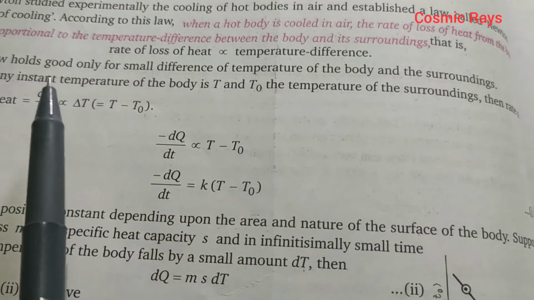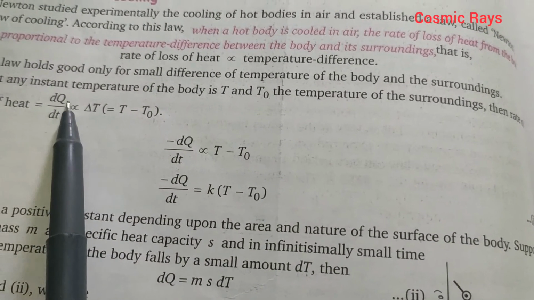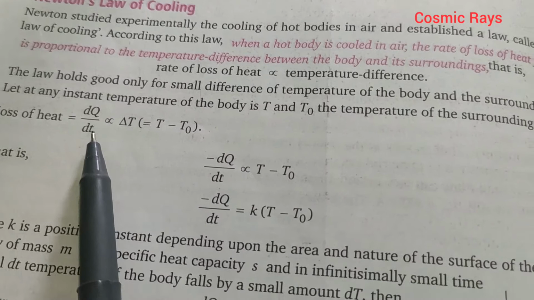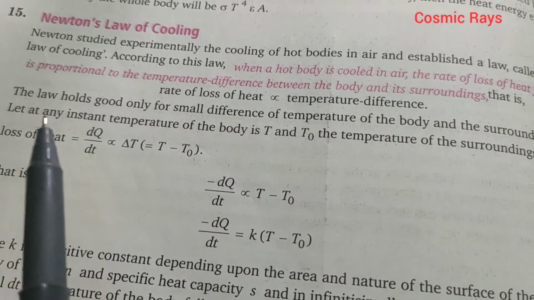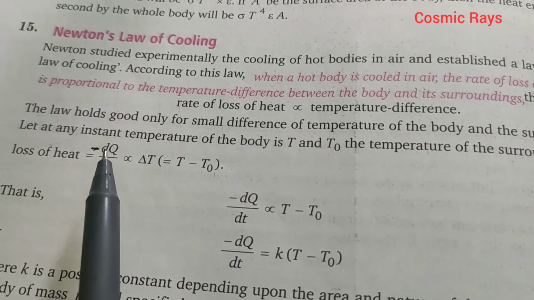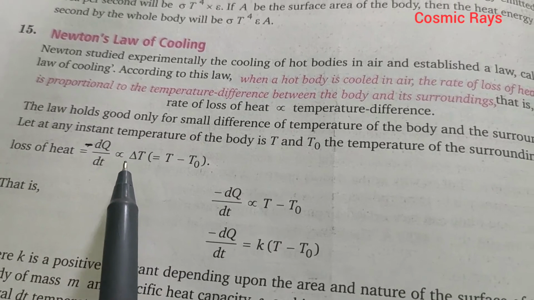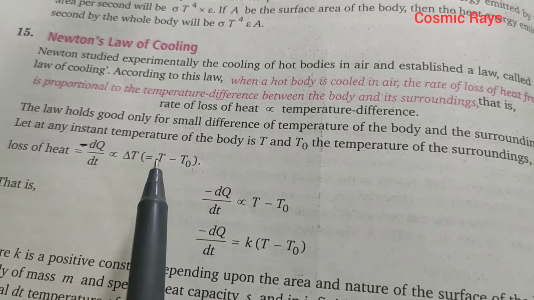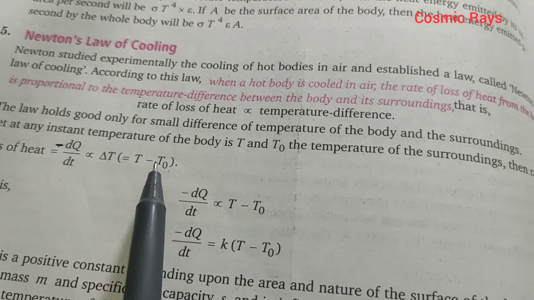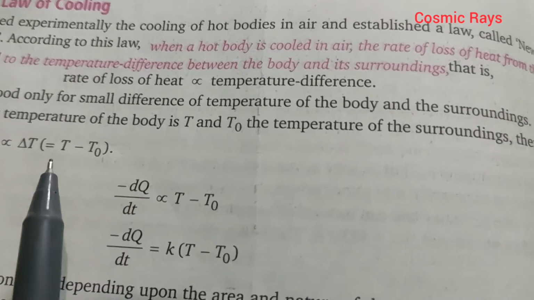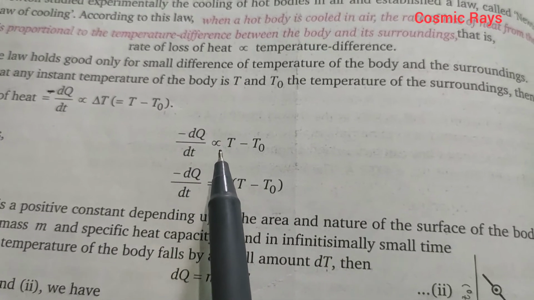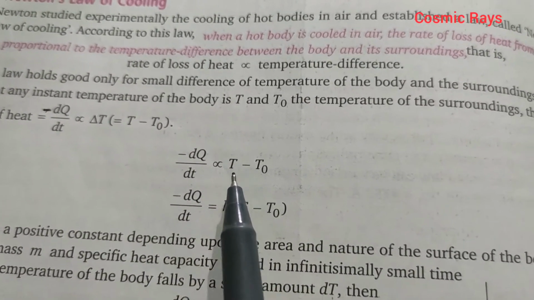So rate of loss of heat is given as dQ/dt, rate of loss of heat, or change in heat with respect to time. And since this is a loss, so we will put a minus here, is directly proportional to change in temperature. So we assume that the body is at temperature T and the surrounding is at temperature T naught. So body is losing the energy or radiating the energy to the surrounding. So we have minus dQ upon dt is directly proportional to the temperature difference, that is T minus T naught.